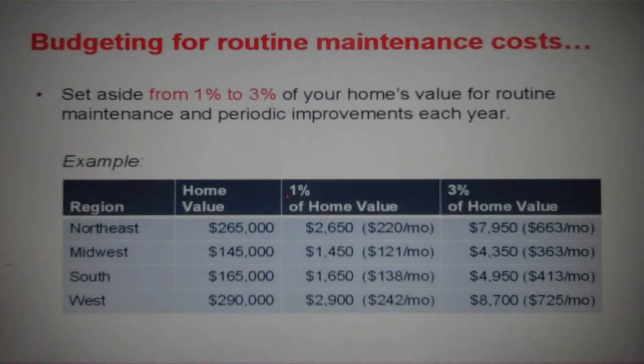To give you an idea how much money to set aside, let's look at this table. The median home value for each major region in the United States is listed in the second column. The third and fourth columns show what 1% and 3% of each home's value is, first annually and then broken down into monthly payments. For example, if your home is in the South and is valued at about $165,000, you would aim to set aside between $138 a month to $413 a month in your budget to allow for routine maintenance costs.